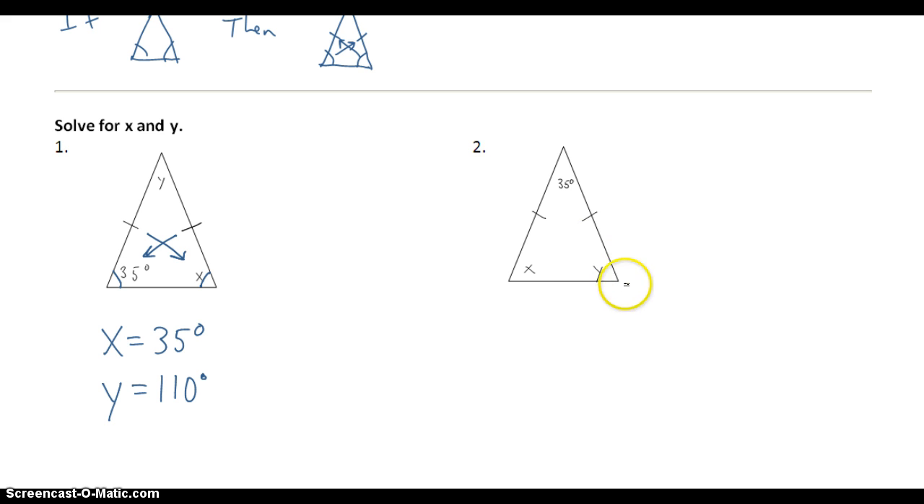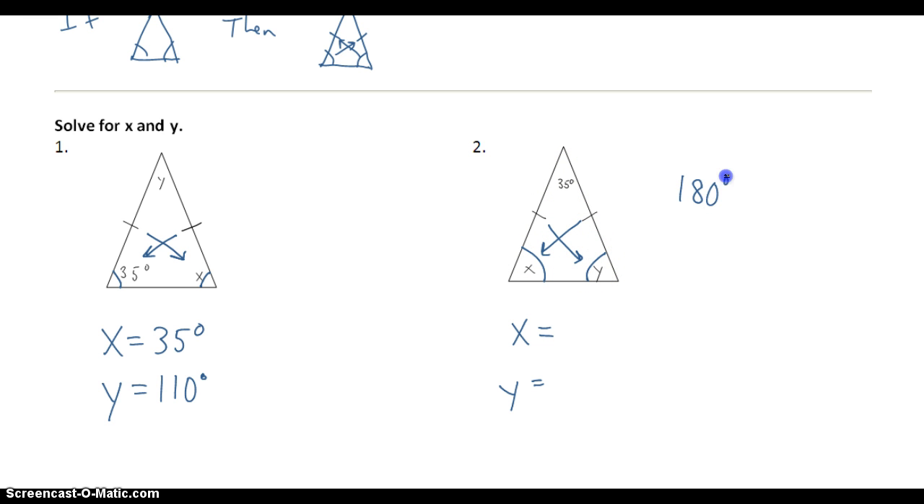In example number 2, again we have congruent sides, which tells us that these two angles will be congruent to each other. But this time we know the vertex angle, and the vertex angle is 35 degrees. And we know that these two base angles will be congruent to each other. So whatever we get for x will be the same as y. Well, we have to do a little bit of problem solving here. Total in this triangle will have 180 degrees.